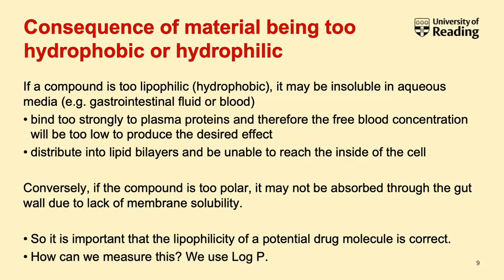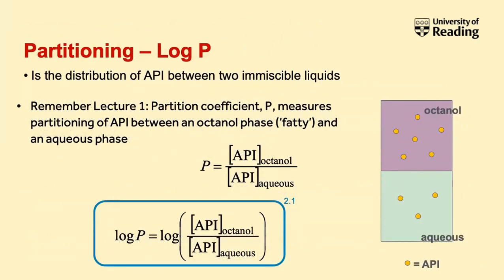So how do we measure this? Well, to measure this, we use log P. Now, we've mentioned P before. That's our partition coefficient that I spoke about when I was talking about thermodynamics and equilibria. So we're going to come back to that concept of equilibrium between an organic and an aqueous phase. So we have partitioning, which now we're going to call log P.